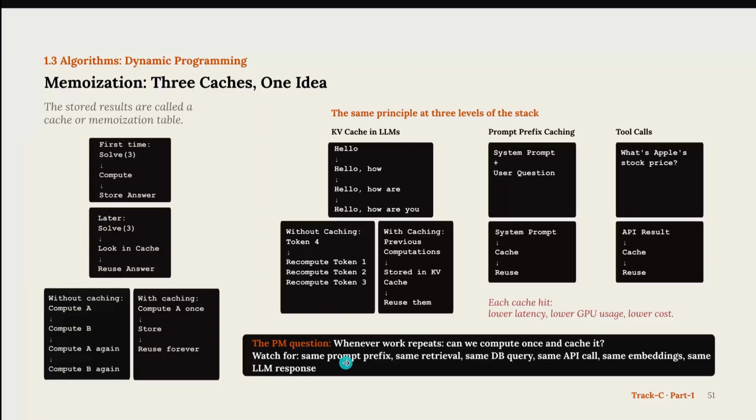can we compute that and cache it? This works for the same prompt prefix, same retrieval, same database queries, same API calls, same embeddings, same LLM responses. So whenever a certain part of the work is being repeated, we can compute it once and cache it.